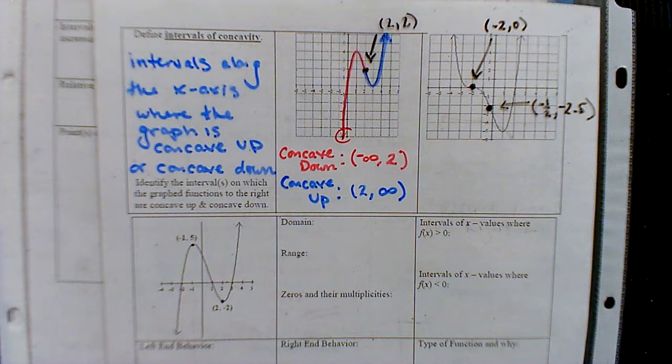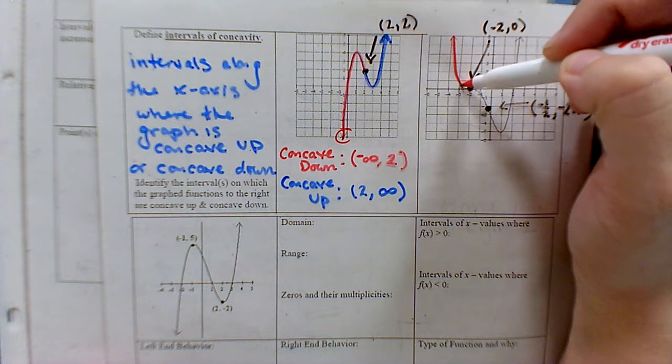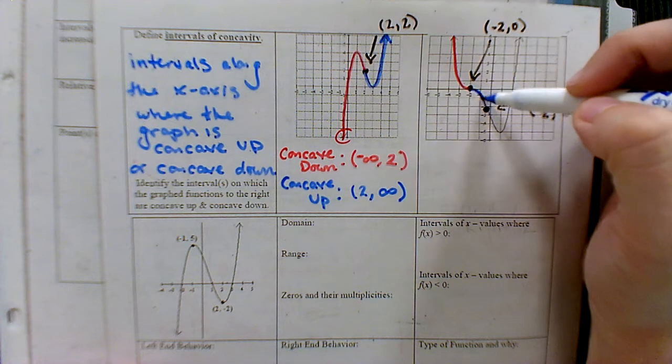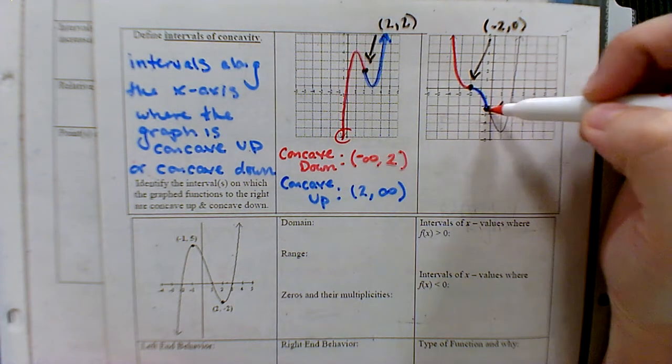Do you guys think you can try the next one? If you were to trace your graph, what would the first section look like to that point of inflection? What would the second section look like? What would the third section look like?